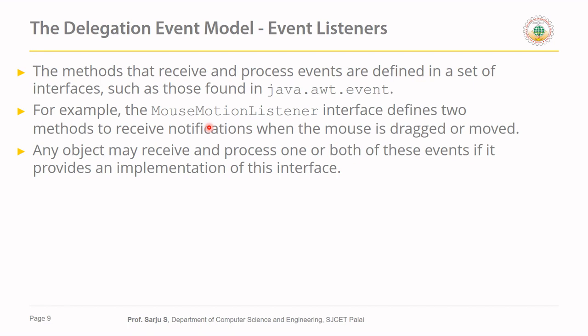So here we just discussed a MouseMotionListener, which has two implementation methods: one for whether the mouse is dragged, and one for whether the mouse is moved. Any object may receive and process one or more of these events if it provides an implementation of this interface. Okay, so this is about the event delegation model. Let's look into a small event delegation model example using the keyboard.